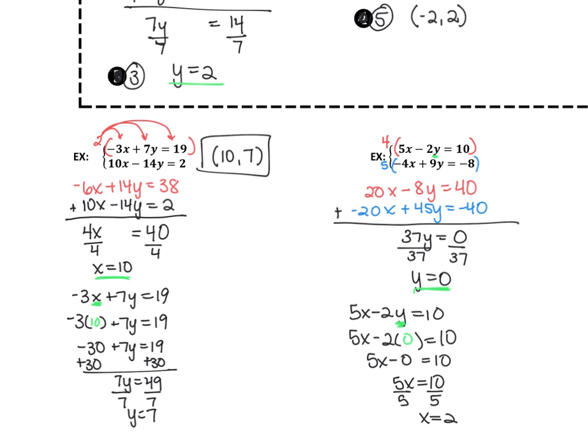So now I have my solution to the system of equations. I have the ordered pair 2, 0.